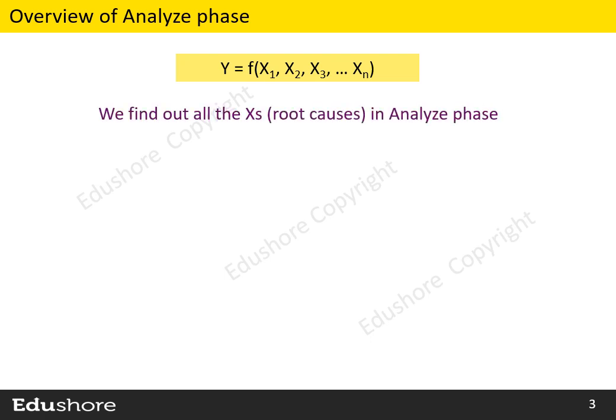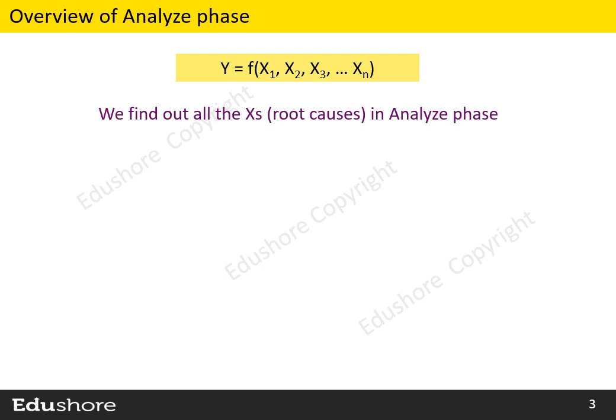Analyze phase is the most important phase of a Lean Six Sigma project. The objective of Analyze phase is to identify all the root causes for Project Y. In the introduction module, we understood the expression of y is equal to function of x's. So, in Analyze phase, we will find out all the x's, the root causes for the y.